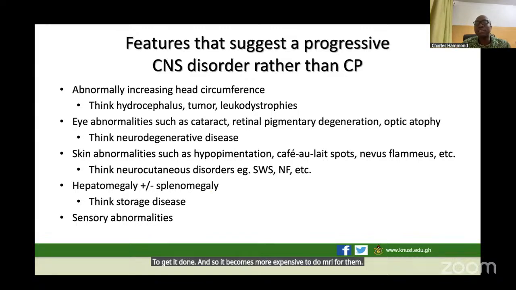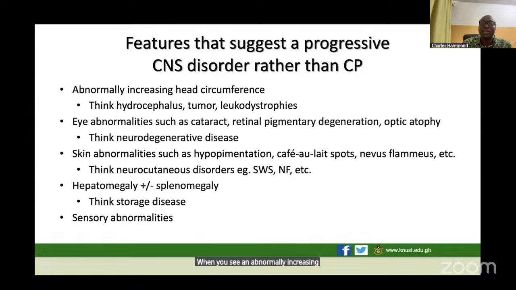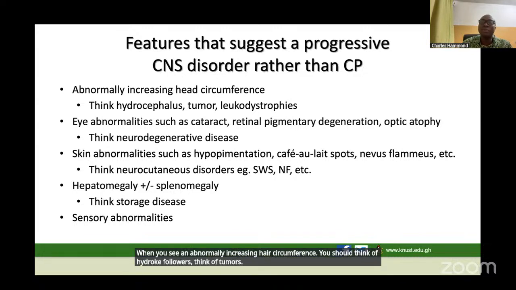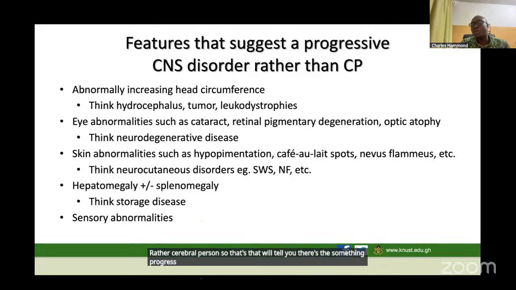There are some features that when you see, you should think of other conditions rather than cerebral palsy. When you see an abnormally increasing head circumference, you should think of hydrocephalus, think of tumors, think of white matter disease or what we call leukodystrophies, rather than cerebral palsy. So that will tell you there's something progressive going on. But cerebral palsy is non-progressive, remember.